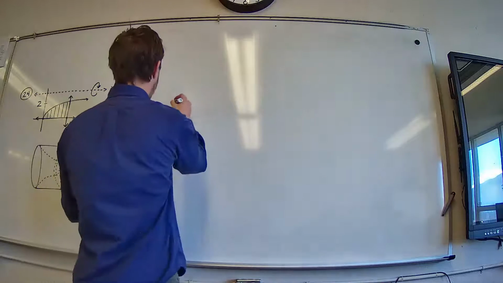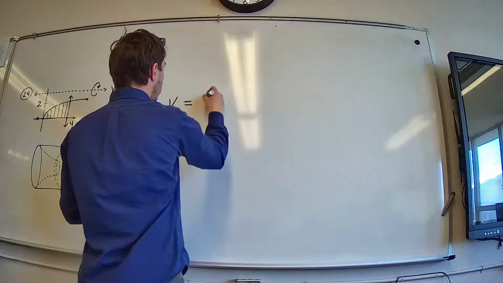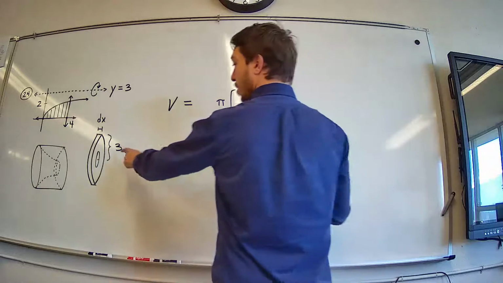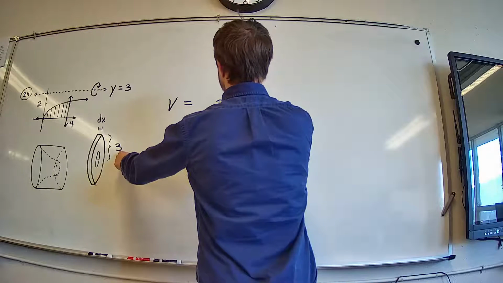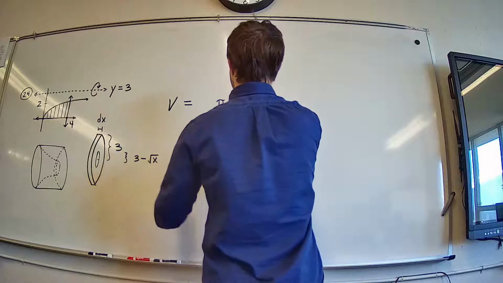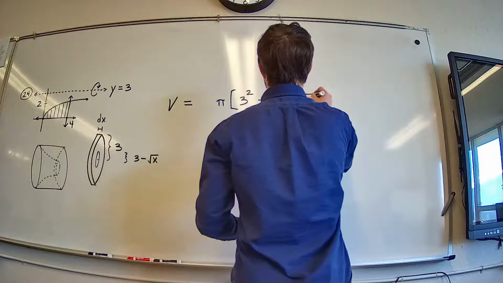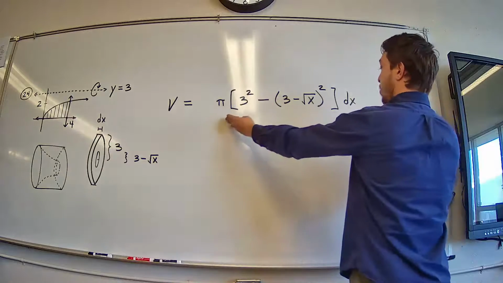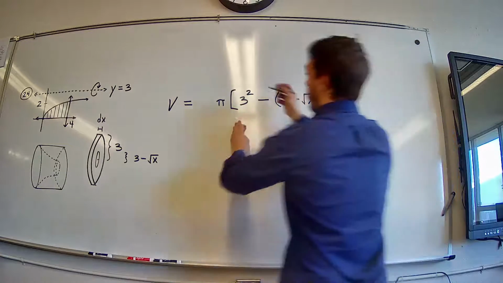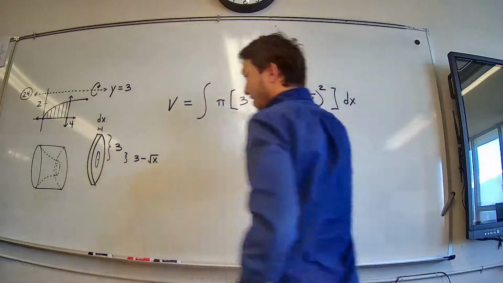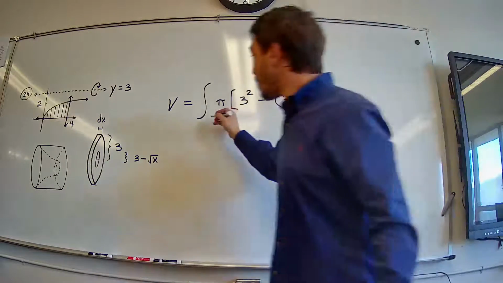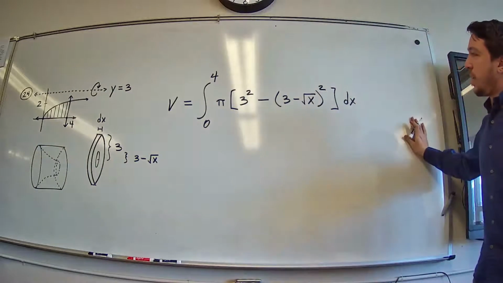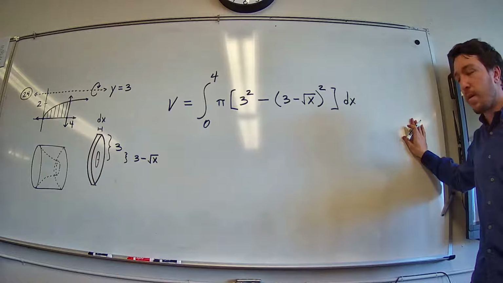Anyway, what's the integral? The volume, so pi times 3 minus, don't be forgetting the 3 squared. So 3 squared minus 3 minus root x, squared. So this expression represents the thickness of a single disk. If we integrate, bounds of integration? 0 to 4. 0 to 4, because I'm moving horizontally. And there you go. That's it.